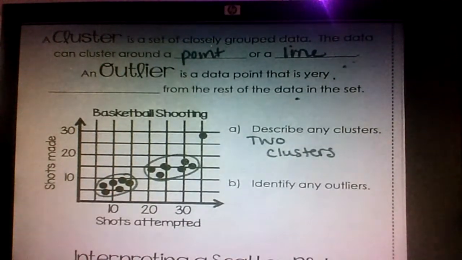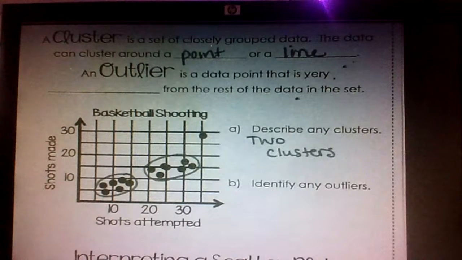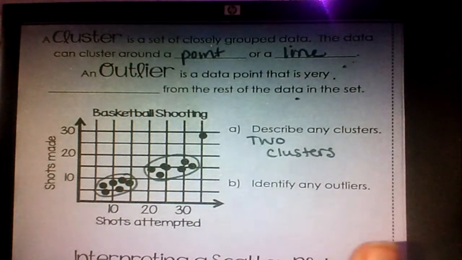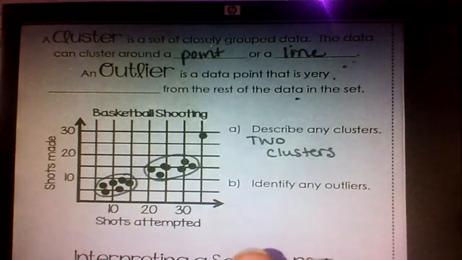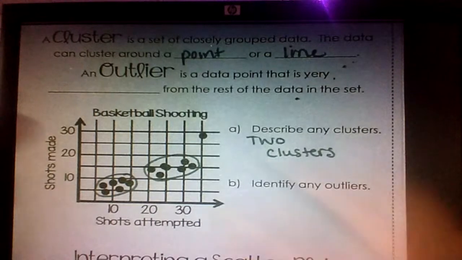What's that one thing up there? Husta says, ooh, what is that one thing way out there? It's an outlier. An outlier is a data point that is very different.